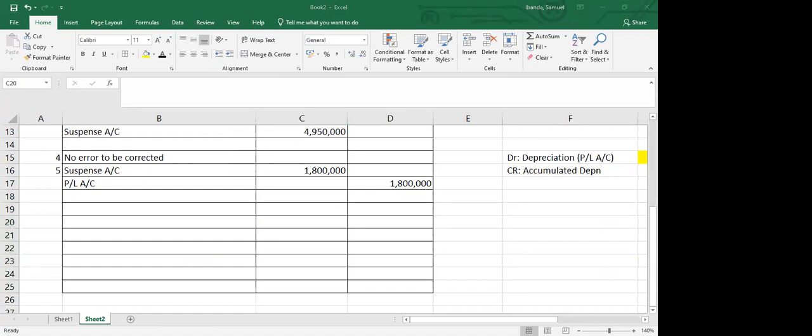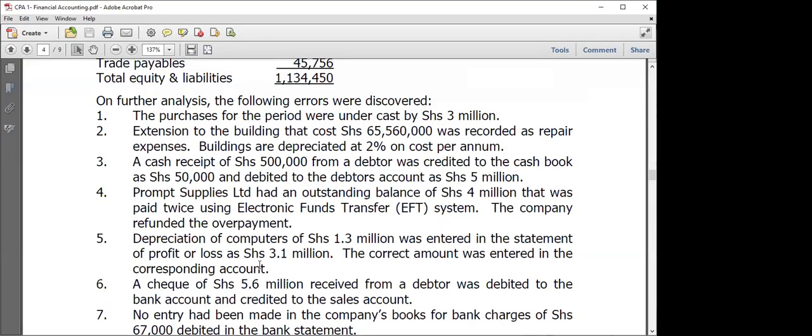So we go to our next part. Our next part says a check of 5.6 received from a debtor was debited to the bank account and credited to the sales account. Now, when a debtor pays us money and pays us through bank by check, we are definitely supposed to debit our bank account because money is actually coming through.